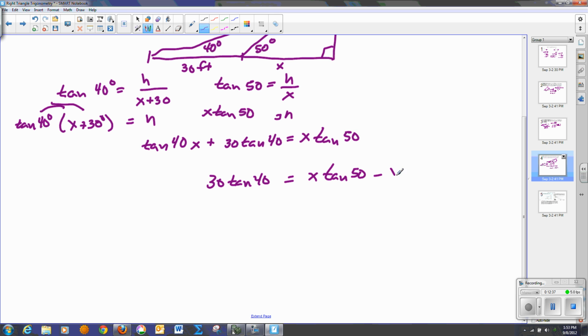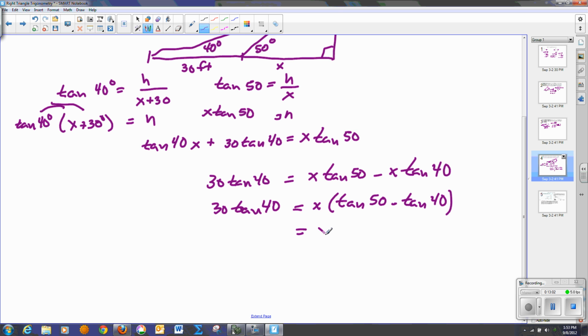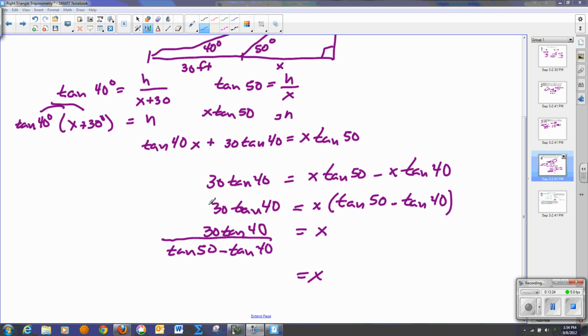minus x tan 40. I'm going to factor out an x, be left with tan 50 minus tan 40, and that's all going to equal 30 tan 40. Isolating x will then equal 30 tan 40 over tan 50 minus tan 40, which now turns into a calculator problem. And after plugging all that in, we end up with roughly 71.38 feet.